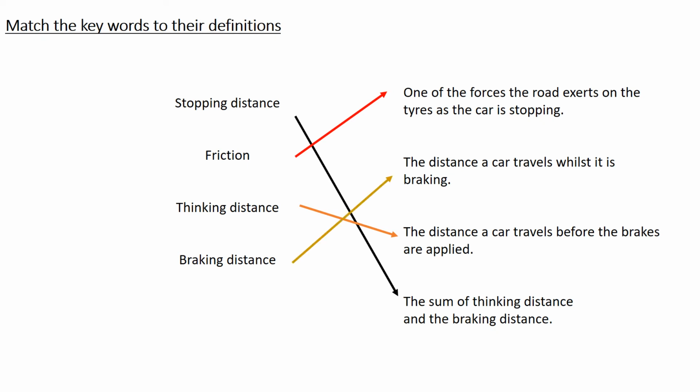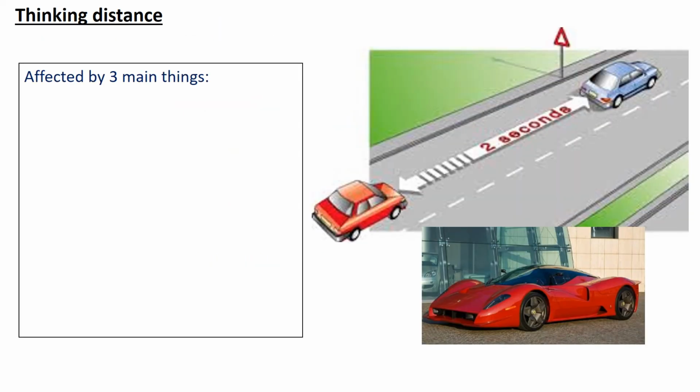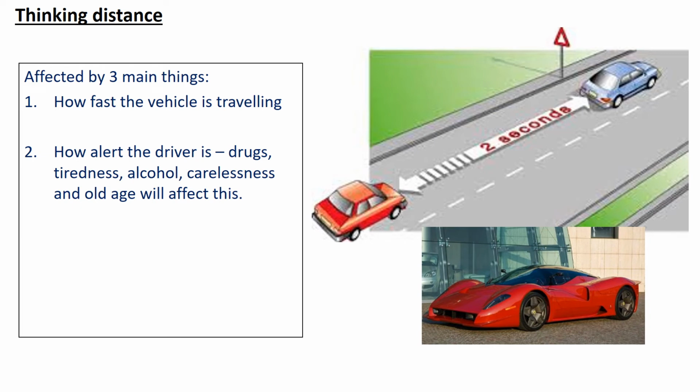And braking distance is the distance the car travels whilst it's braking. So, if we think about this, thinking distance is affected by three main things. How fast the vehicle is travelling, how alert the driver is if they're on drugs, tired, alcohol, carelessness, and old age, okay? Older people over the age of 70 are much more likely to have an accident due to being not as alert. Visibility, so if there's fog, rain, okay?